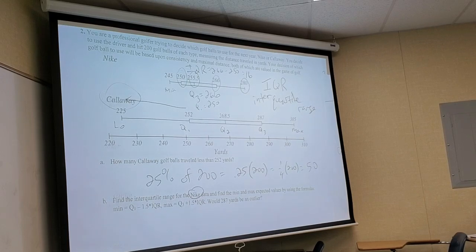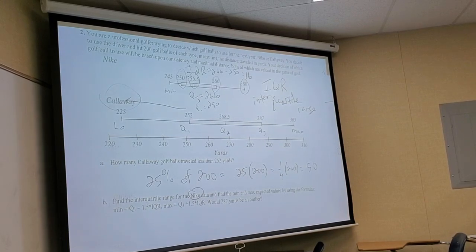The definition of what we call the IQR, the interquartile range, is just Q3 minus Q1.